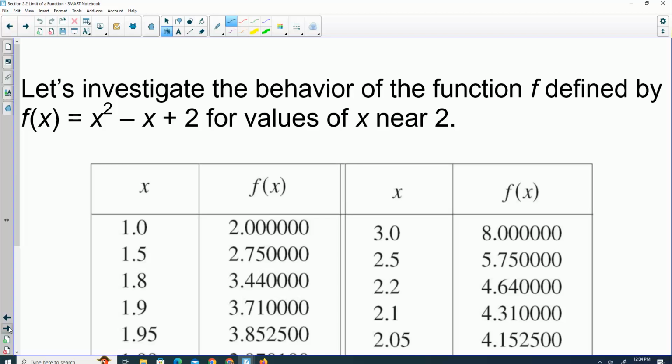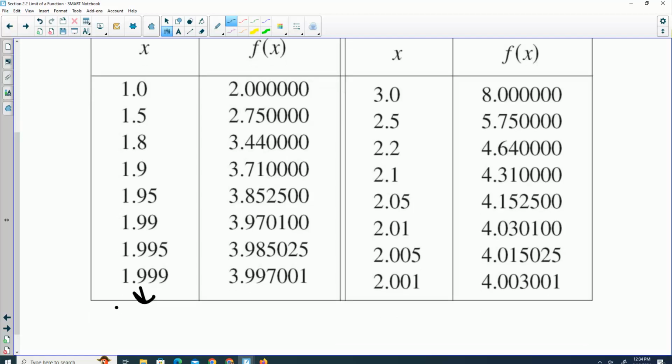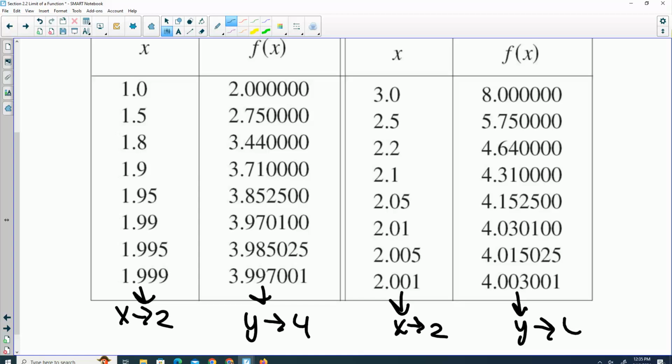If I wanted to know what the y value was as x got near 2, notice I'm not saying at 2, I'm saying near 2. So if I just said estimate y when x is close to 2, you would plug in values getting closer to 2. So we would go from the smaller side to the bigger side. And so we can see in this table our x is getting closer to 2. What is our y getting closer to? 4. And same thing over here. This x is approaching 2. This y is approaching 4. That's the idea of a limit.